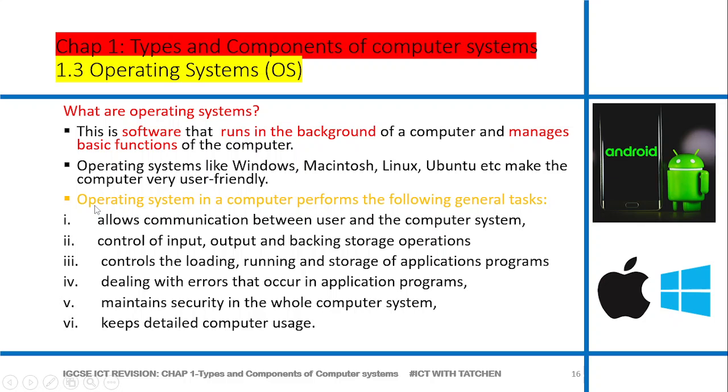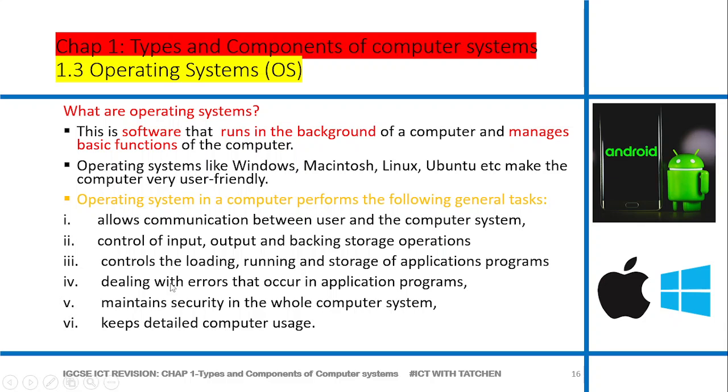But now there are some very important things the operating system does in the computer which make it very important and necessary. Now, what are some of these things? The first one is it allows you to communicate with your computer. So it allows communication between the user and the computer, which is what I'm doing now, which is what gives you the ability to type, do things, and see them on your computer. Secondly, it controls input, output, and backend storage operations.